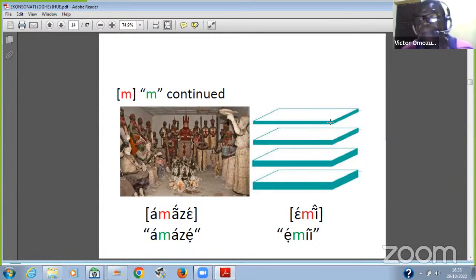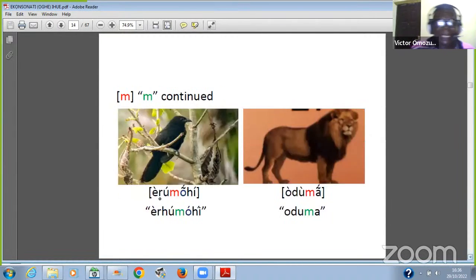So that is Emi, of Emi. So these are things we must look at. Then, Rumohi. So you can see there, I deliberately put the O after the mi, I represented it in letter blue.